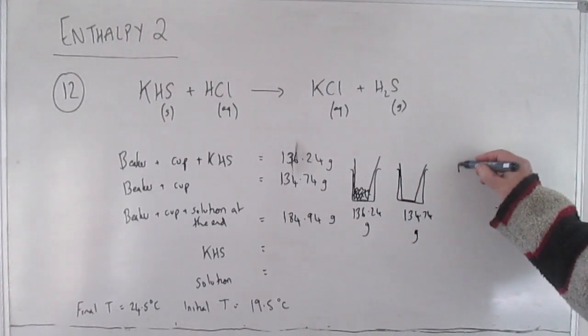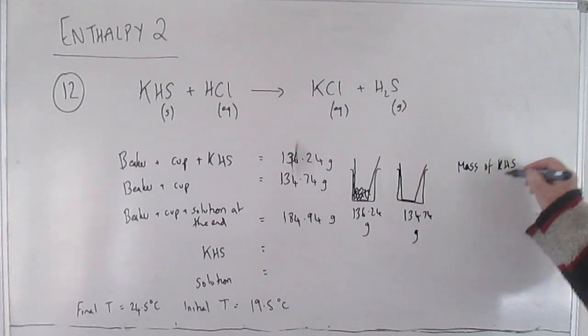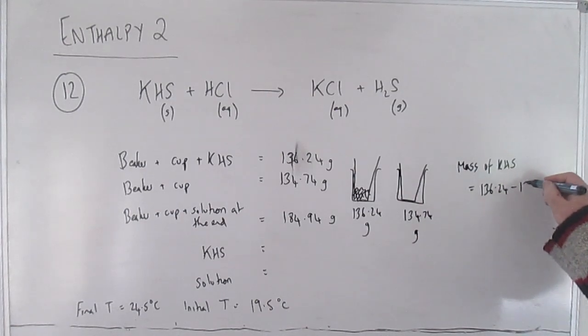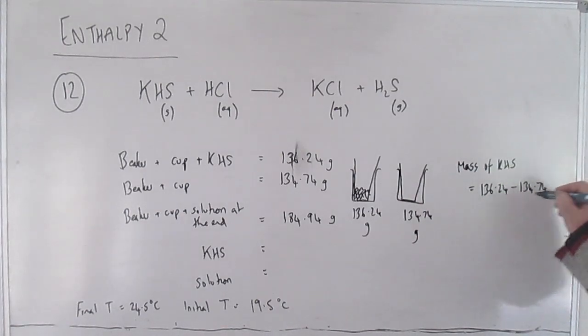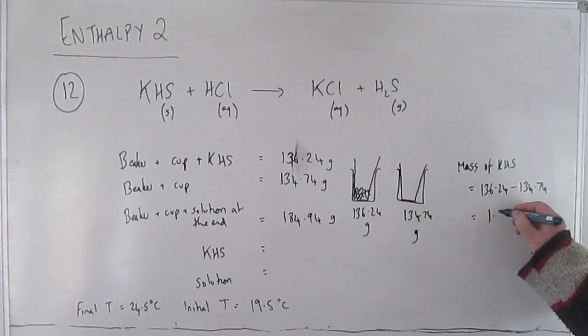So we get that the mass of KHS is 136.24 minus 134.74, which is 1.50 grams.